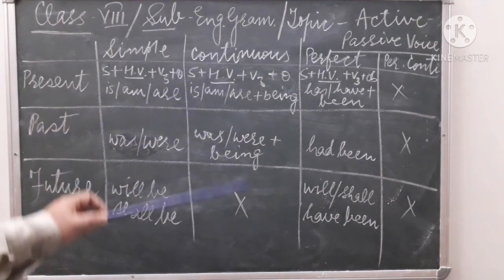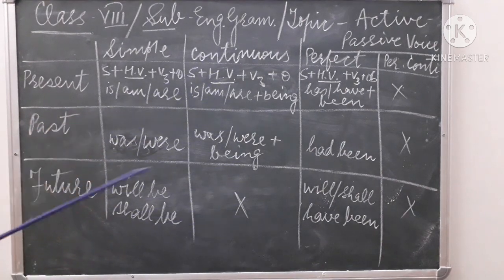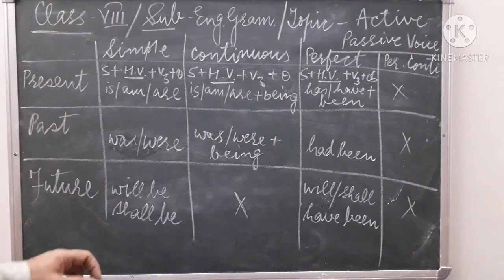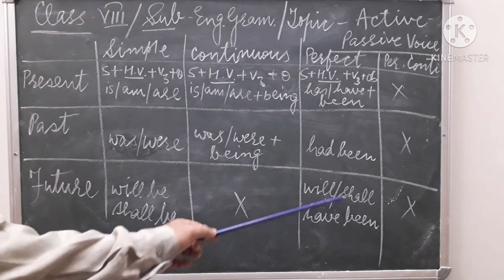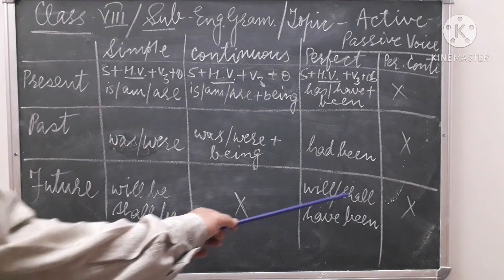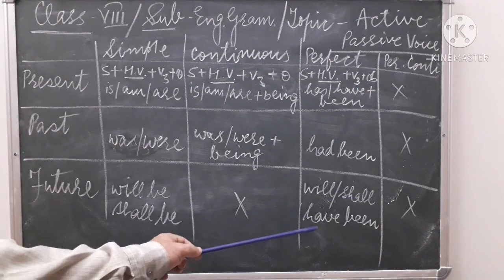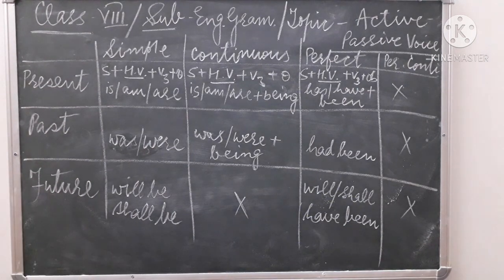And we do not make a passive voice of future continuous tense, so leave it. Then future perfect. In future perfect, children, these are the helping verbs: will, shall, and along with them we add have been. Please remember, will have been, shall have been, and we always use the third form of the verb, the past participle.